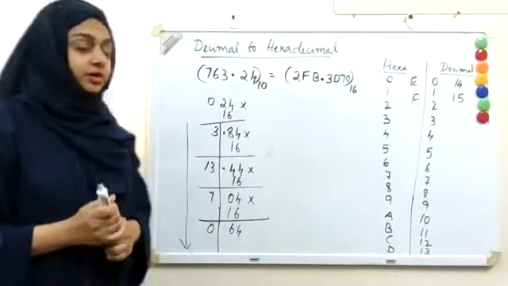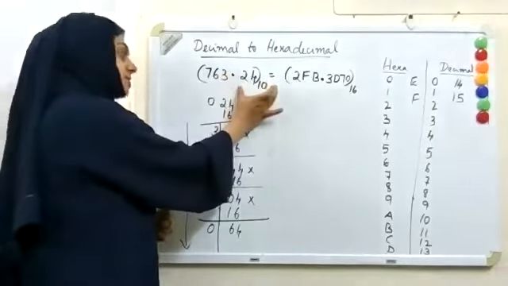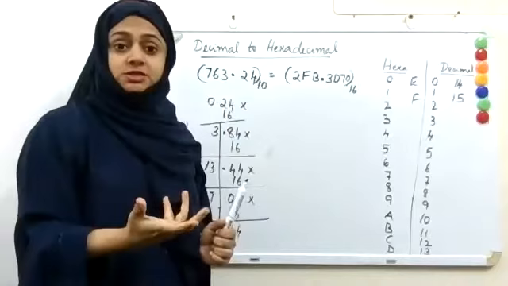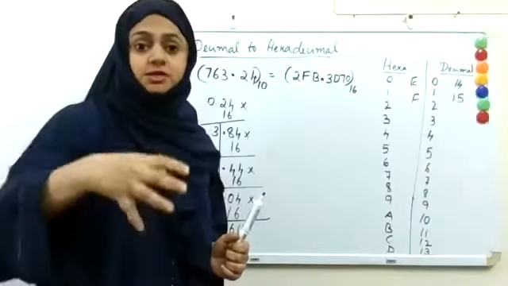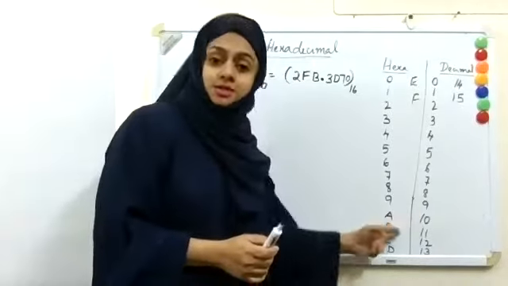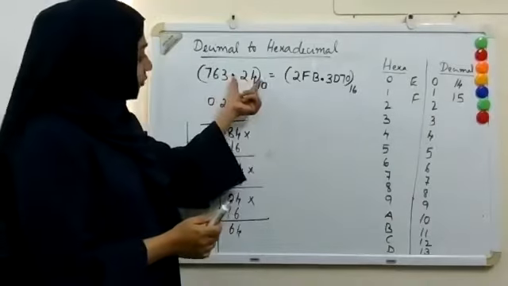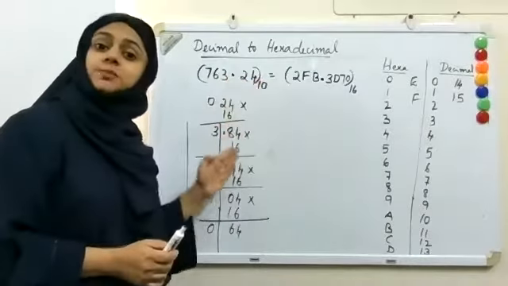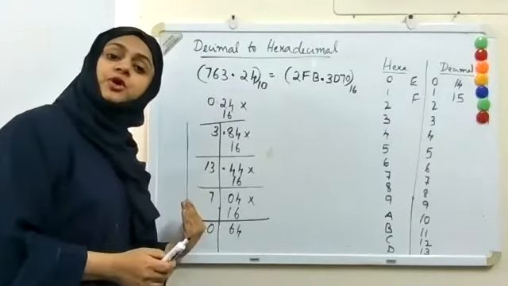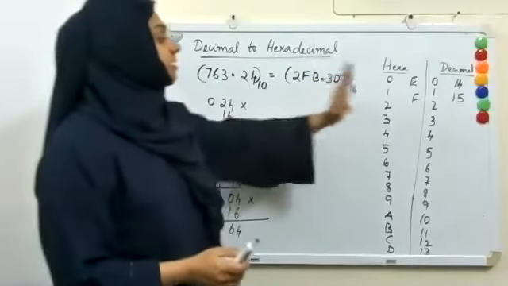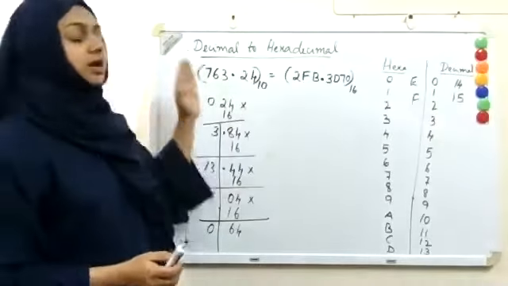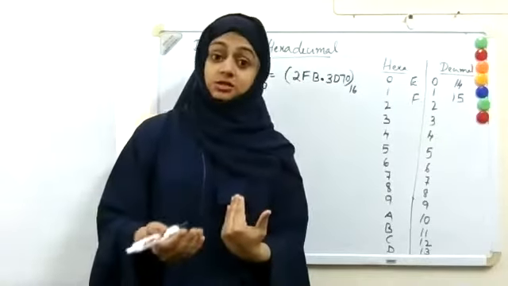Yes, teacher. So you have to take these two parts separately. The part before the point you have to divide by 16 and take out the remainders, and if the remainder is above 9, you have to write the corresponding letters there. And to convert the part after the point, you have to multiply by 16, take the numbers that come before the point, and then write their corresponding hexadecimal digits here. So this is how we can convert decimal to hexadecimal.